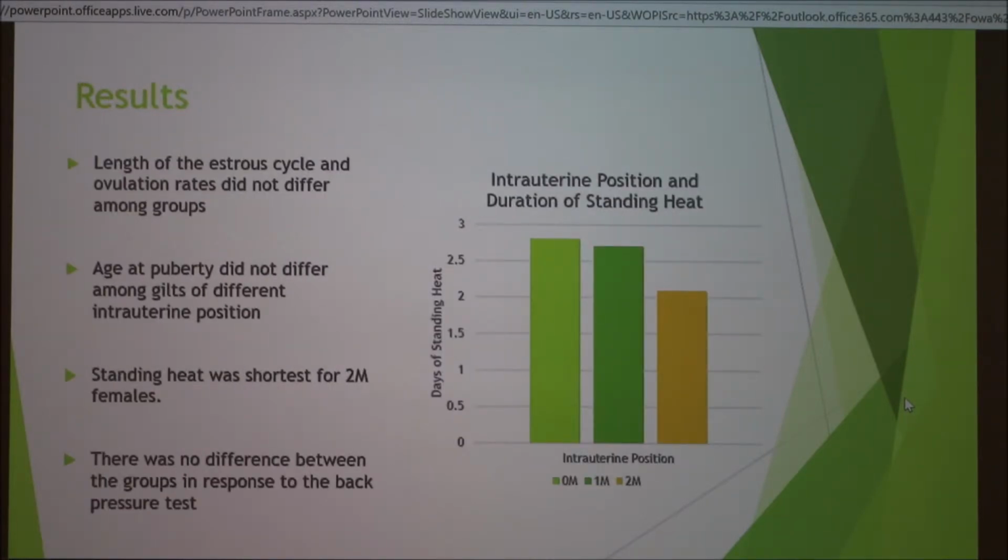What they found with the different intrauterine positions was no difference in the length of the estrus cycle and the ovulation rates, and also no difference in age at puberty among gilts of different intrauterine position. What they did find was that standing heat was the shortest for the 2M females. This is relevant because you want the longest standing heat possible so you can accurately detect estrus and have a successful insemination right at the time of ovulation. Among all these sows, there was no difference in response to the back pressure test when detecting estrus.